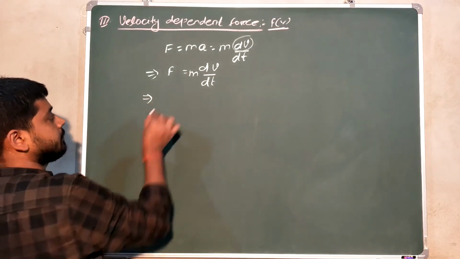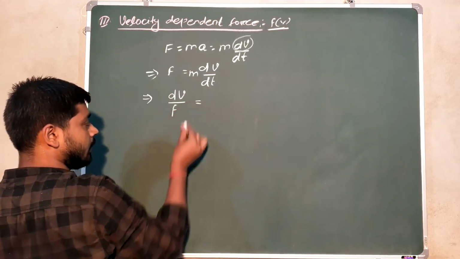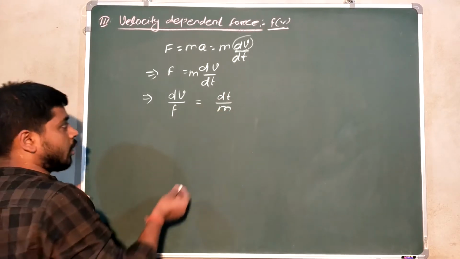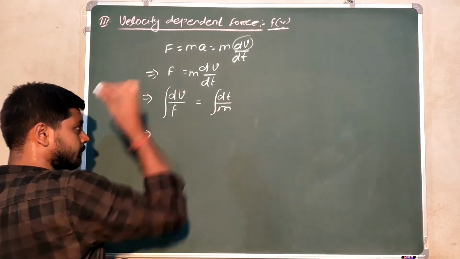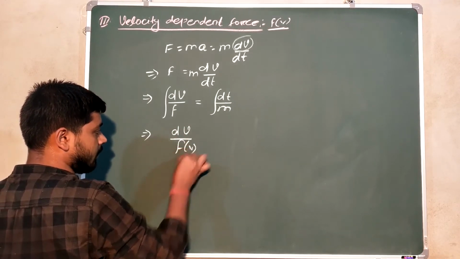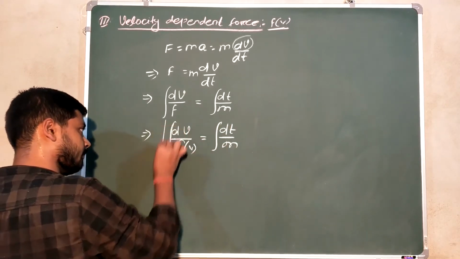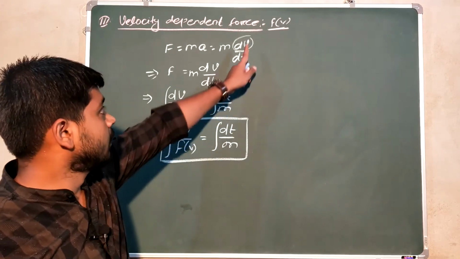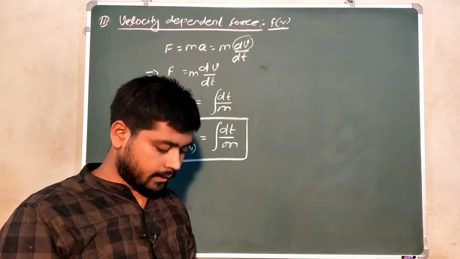That implies dv by f equal to dt by m. By cross multiplying we find this, then taking integration on both sides, dv by f is a function of v and this one is dt by m. We apply this formula for doing the problem if in the problem the force which is given is a function of v. Then just take a problem.